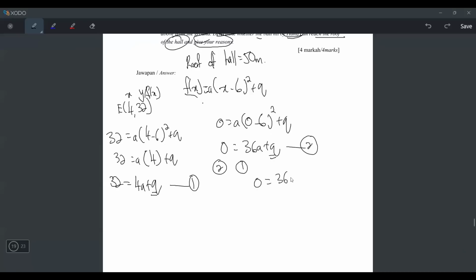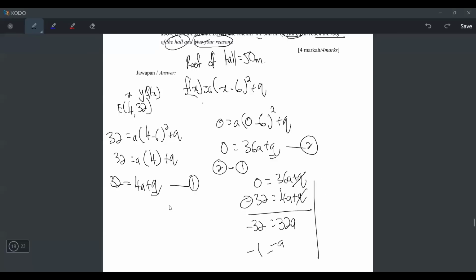So 0 equals 36A plus q, and then 32 equals 4A plus q. And then you will minus. Why minus? Because the signs are the same, so minus. So q minus q is 0. 0 minus 32 is -32. 36 minus 4 is 32A. A is -1. Okay, and then we can find q.